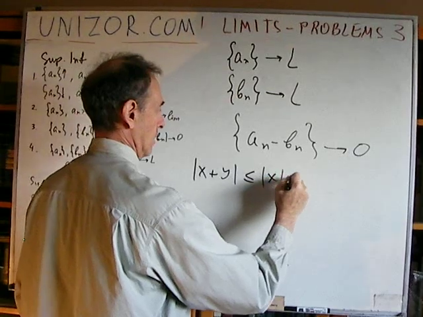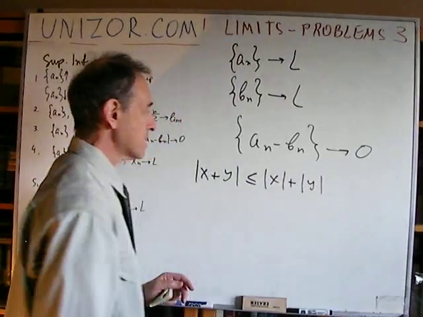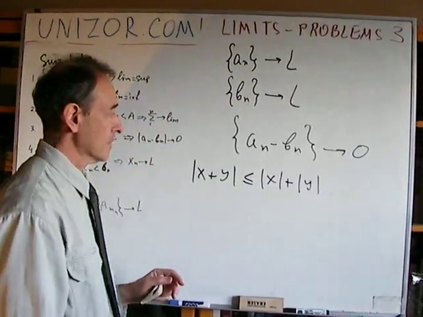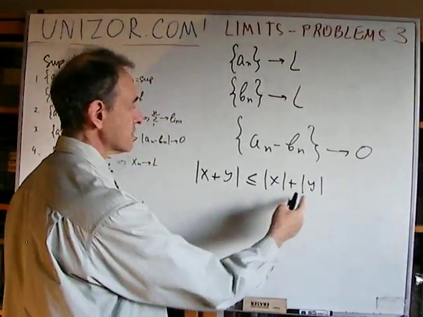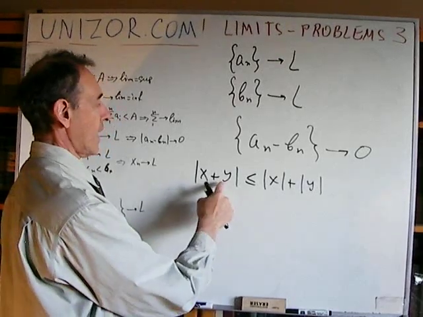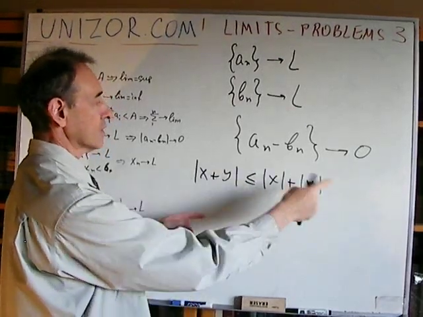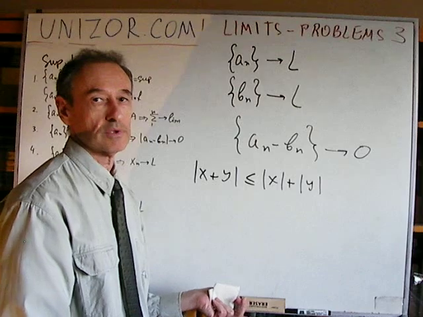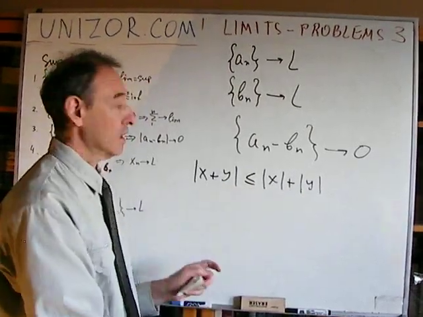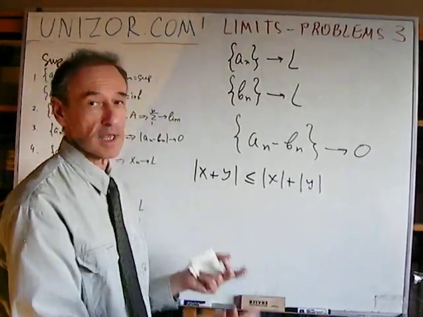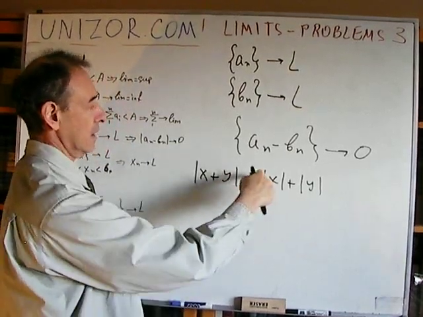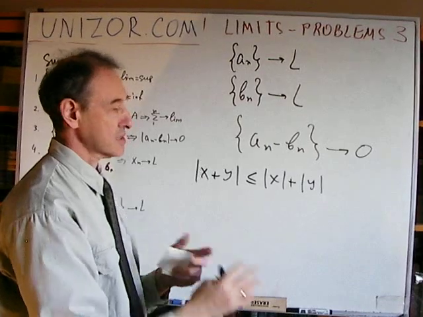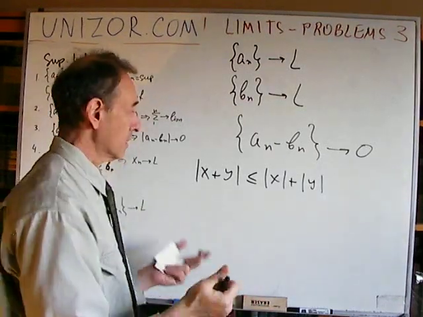Now, there is such an inequality. Actually, it's a kind of a triangle inequality. But it's obvious with numbers as well. If x and y are positive, then all the absolute value can be dropped, and it would be exactly equal. If x and y are both negative, then again this would be just an opposite, and this would be just an opposite.